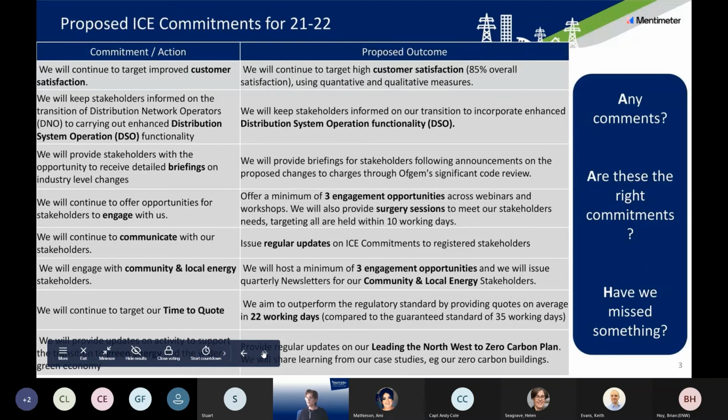Helen Seagrave will also hold specific engagement opportunities for the community and local energy groups. And time to quote, that's a key performance indicator that we are committing to continue to do within 22 days. And we also will continue to keep you updated on our Leading the Northwest to Zero Carbon. So, any comments? I'm happy for you to either unmute and shout out, or if you prefer, stick something in the chat or raise your hand.